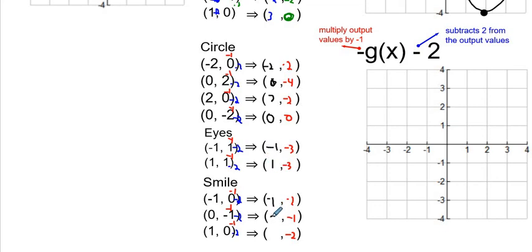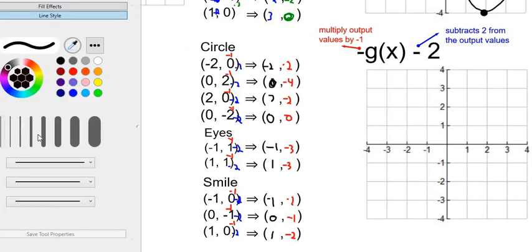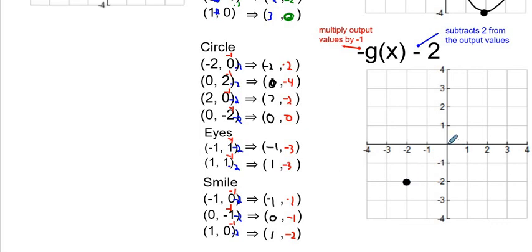All right, now it's just a matter of graphing. Let's take a look at what this looks like. What it should look like is it should reflect and then move down 2 units. So -2, -2, 0, -4, 2, -2, 0, 0. Notice there's no stretch or compression on that circle. -1, -3, 1, -3, -1, -2, 0, -1, and 1, -2.